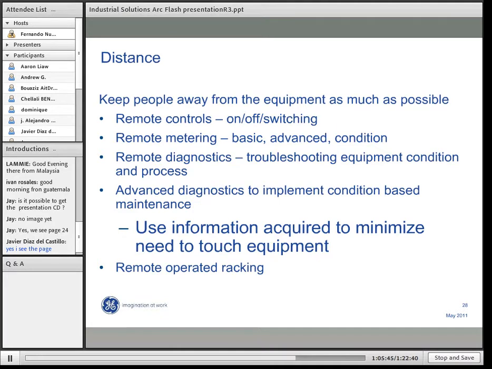And okay, the next one talks about remote controls, metering, and diagnostics, and I think that I have discussed most of this already. So you can use the information to minimize the need to actually access the equipment in person, and that includes racking out of circuit breakers, which can be done automatically with a remote racking.